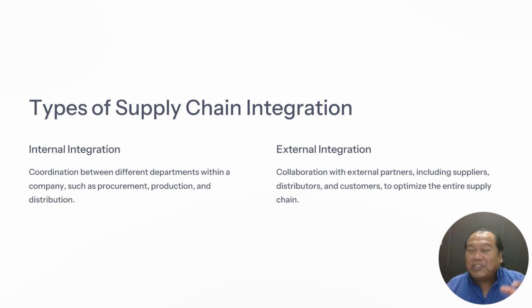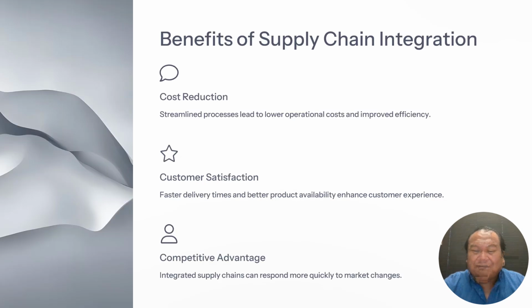Supply chain integration is a coordination and a teamwork between the departments inside your company, and a teamwork or a coordination with other businesses outside your company that are involved in the production and distribution of your products.